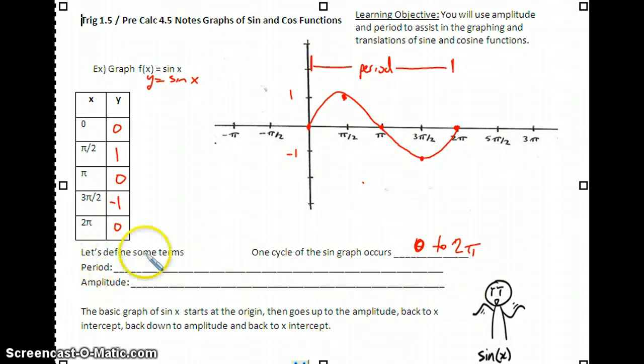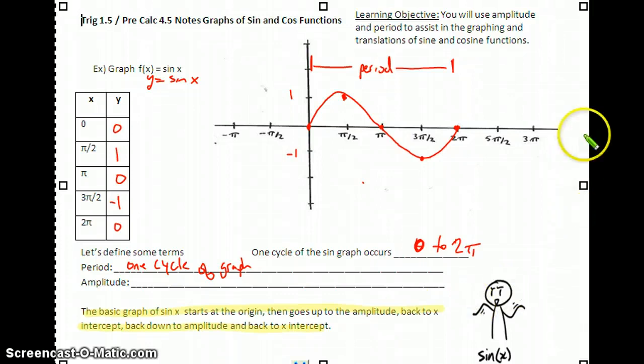So again, some definitions to define here. The period is one cycle of the graph. When we're talking about a cycle for the sine graph, this is going to be very important information for us down here that I'm going to highlight. The sine graph will start at the origin, so it starts here. It goes up to the top of the amplitude, which we haven't discussed yet, but I'll show you in just a minute. It goes back down to the x-axis, in this case the x-intercept, back down to the bottom of the amplitude and back up. And that's one complete cycle of the graph.